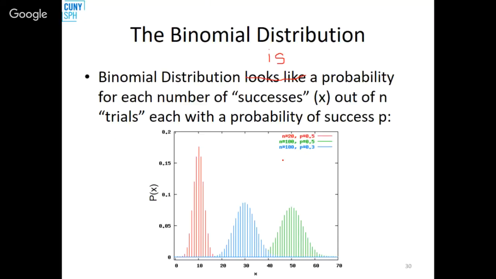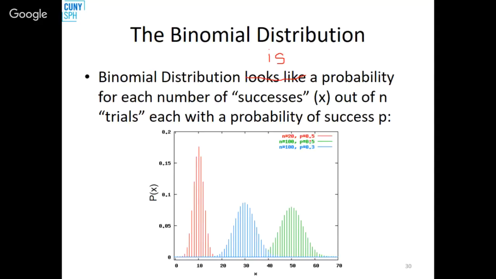Here are 3 different binomial distributions. In red here is n equals 20 and a probability of 0.5. What's the most probable number of successes? N equals 20, probability of success is 0.5. Why? Well, n is 20.